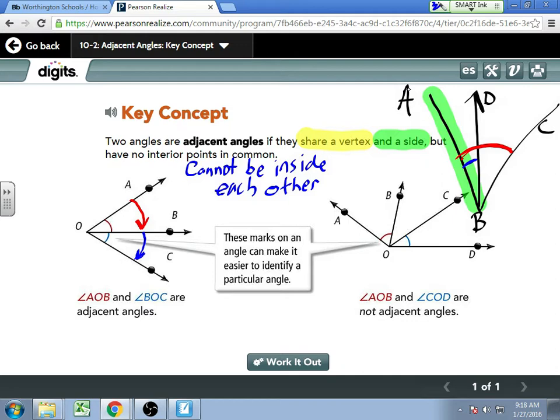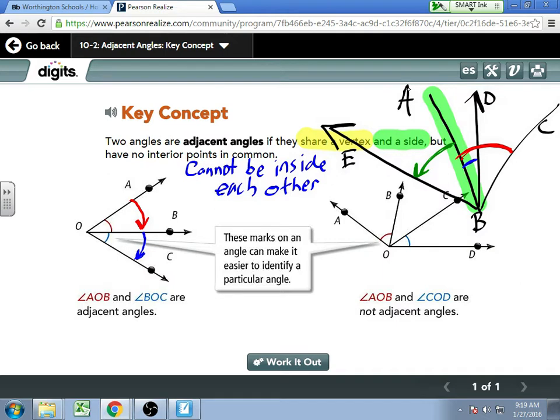If I draw a different ray and I come out this way and say we make this ABE, and that is, let's say, this angle arc right here, notice how now my green is not inside of my red. So EBA and ABC could be adjacent, or EBA and ABD could be adjacent, my green and my blue, but red and blue cannot be adjacent because blue is inside of red. Make sense now? Thank you for asking the question. It's good to go over it again.